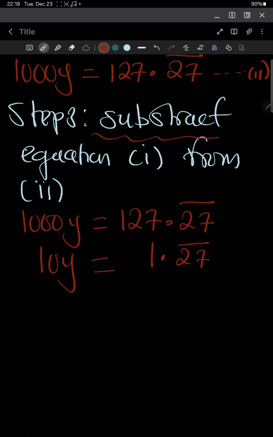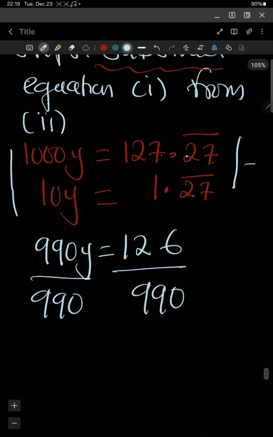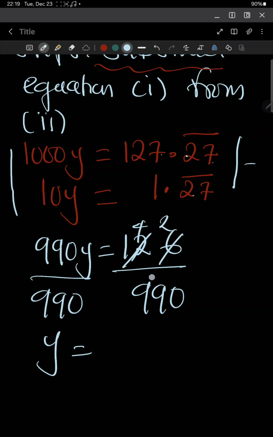We are saying subtract, which means that we need to subtract. This side we subtract, also that side we subtract. So 1000y minus 10y is 990y. After that, 27 bar minus 27 bar is 0. So we remain with 127 minus 1, which is 126. After that, divide both sides by 990. Even here by 990. After doing that, we'll say y is equal to, 2 here, we can say 3, 3 here, 4, 3 here, 2, 3 here, we have 3, 3 here, 3. So we'll remain with 42 over 330.